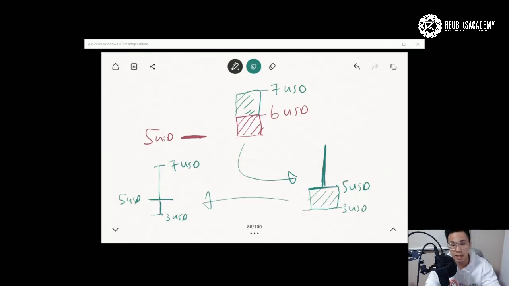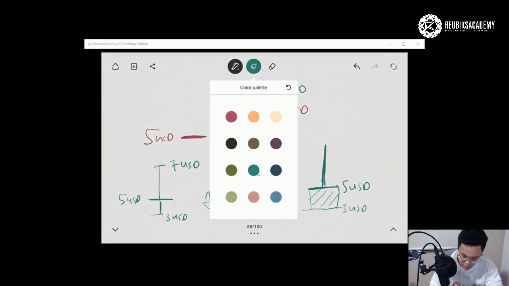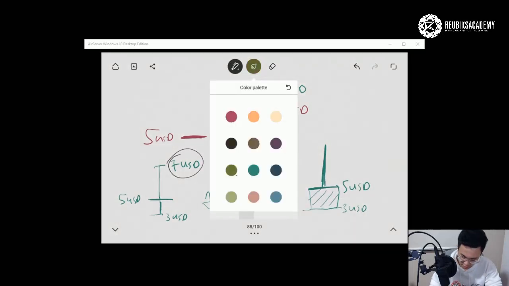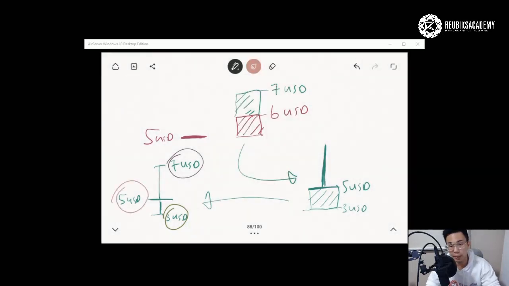$7 USD will be the high of the candlestick. $3 USD will be the low. And of course, 5 USD will be the opening price. In this case, the opening price is also the closing price because it opened at 5 and it went back to 5. Alright, simple. This is in summary the lifespan and the transition process for a candlestick.